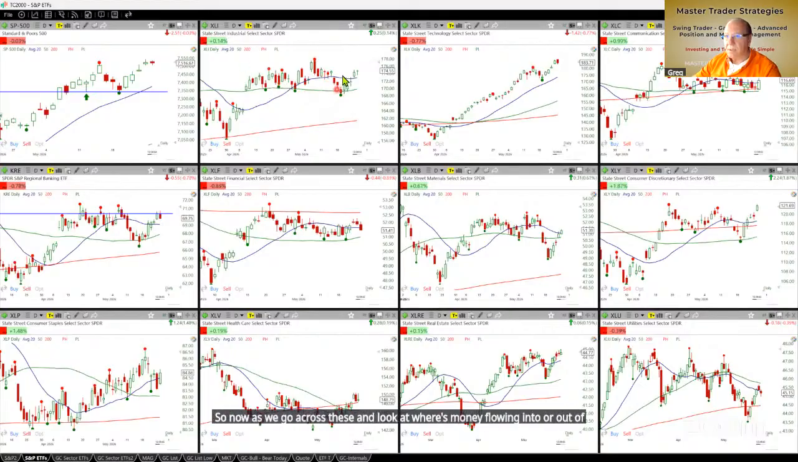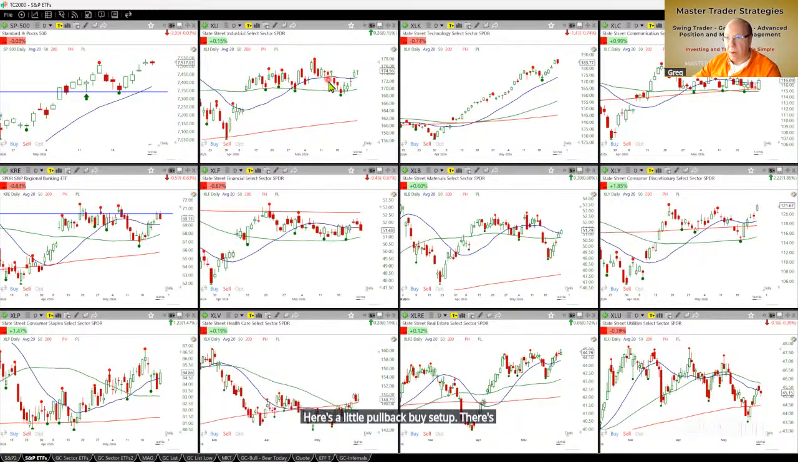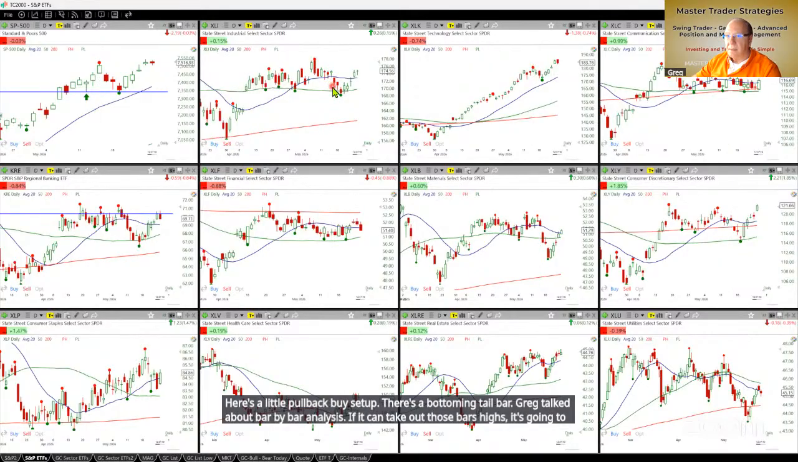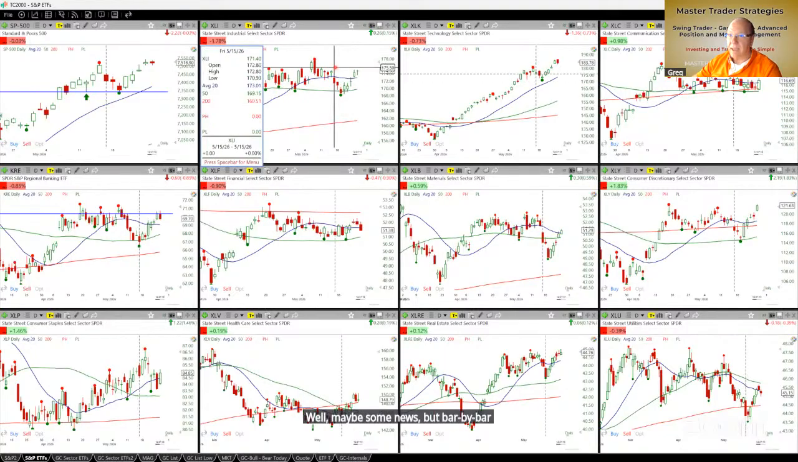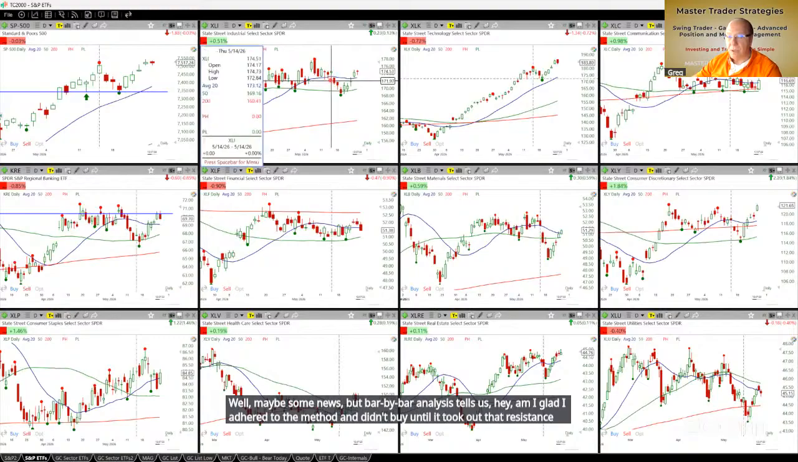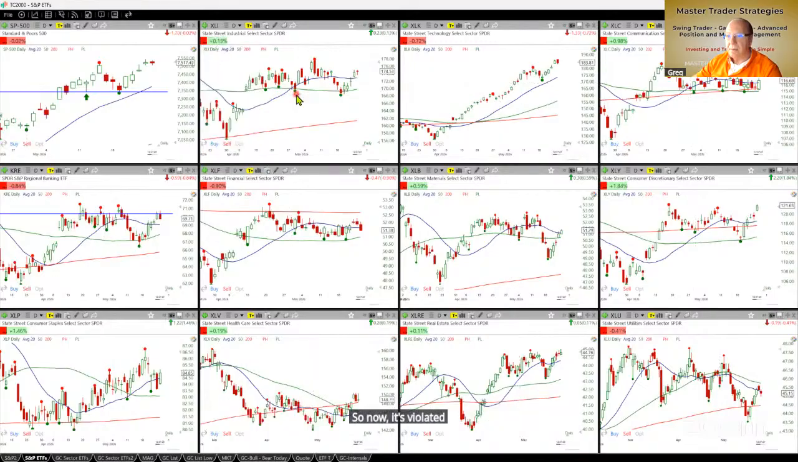well, industrials are starting to form a trading range. It broke out. It looked great. Oh, it's going to go up. Here's a little pullback buy setup. There's a bottoming tail bar. Greg talked about bar by bar analysis. If it can take out those bar's highs, it's going to go up. It's like, what the hell happened? Well, maybe some news, but bar by bar analysis tells us, hey, am I glad I adhered to the method and didn't buy until it took out that resistance area, even though the pattern was supporting that was going to happen. So now it's violated the swing low.